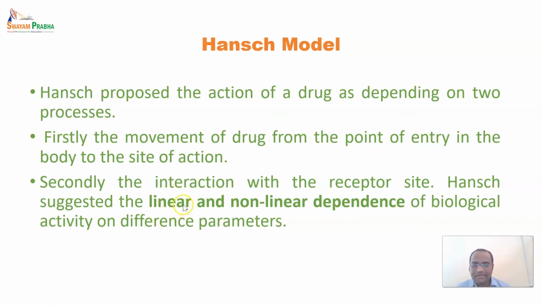The linear one means that biological action increases linearly, and as the concentration increases, there will be a linear increase in the biological action. But the other equation he made was based on non-linear dependence. The meaning of this is that some parameters are independent, due to which it shows a parabolic pathway, and we do not get a linear relationship.